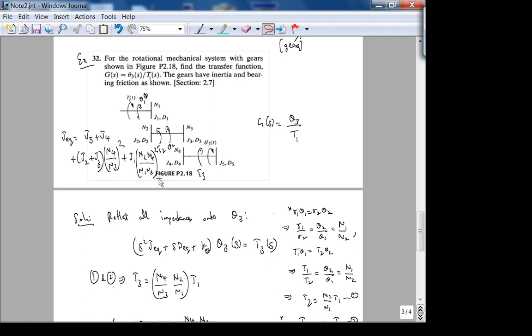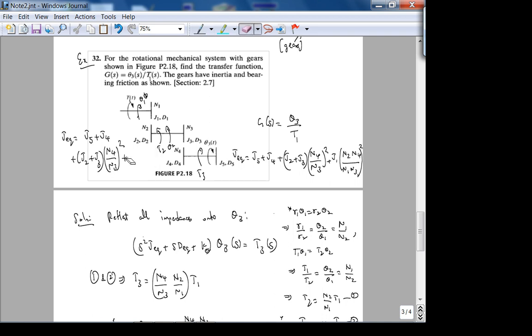So is this reflection of impedances? Let me move this guy over here. So let me rewrite it. Okay. So JEQ is J5 plus J4 plus J2 plus J3, this whole thing, N4 over N3 squared, plus J1 times N1 N4 over number of teeth on the destination shaft. So it's N2 N4 over N1 N3. Come on. Squared. There. Yay.